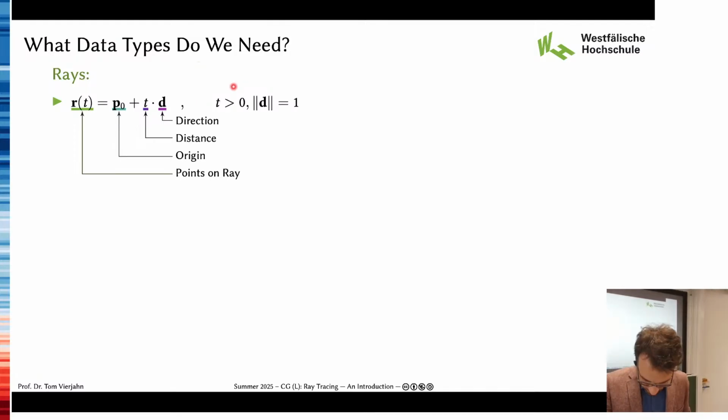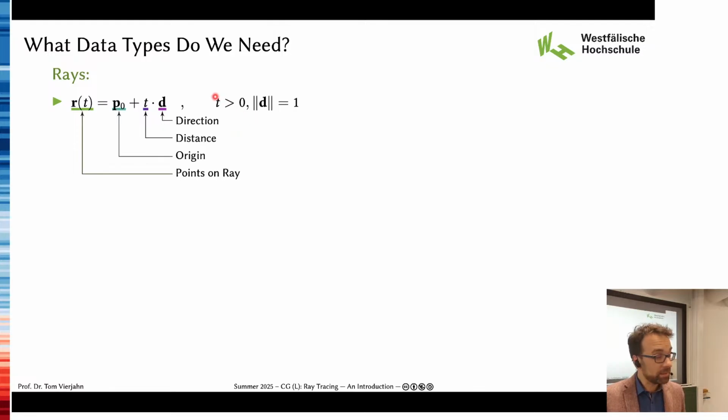And since this is a ray and just considering half of the line, I need t to be greater than 0. I could also say t greater or equal to 0, but I don't want to see objects that are exactly inside my eye. That would, despite terribly hurting, cause some problems if t would be allowed to be 0.